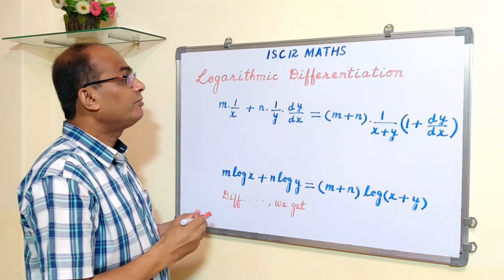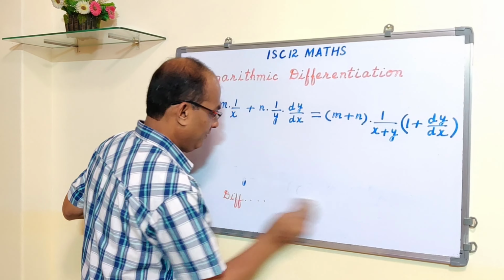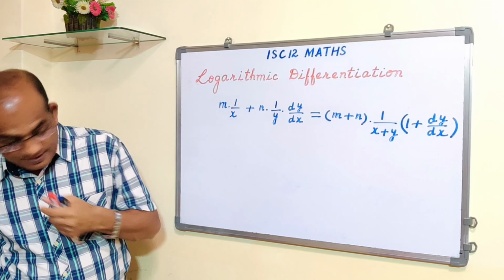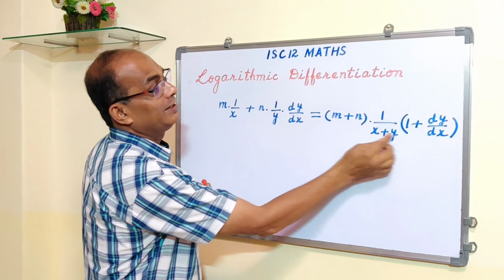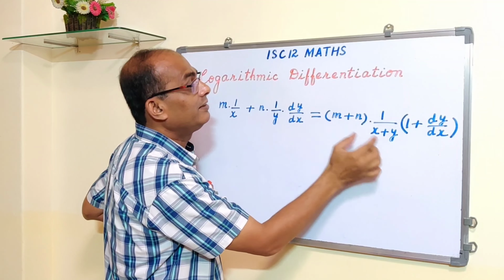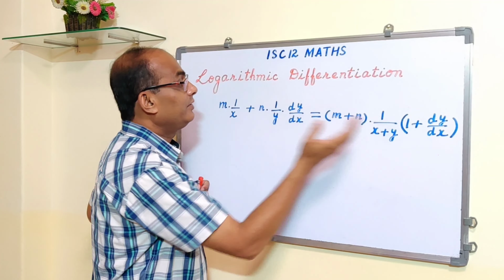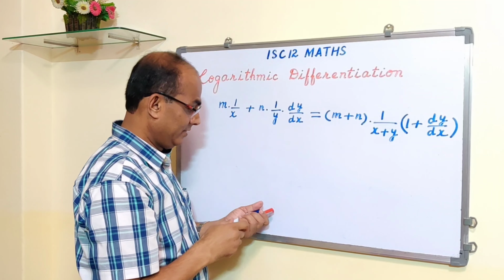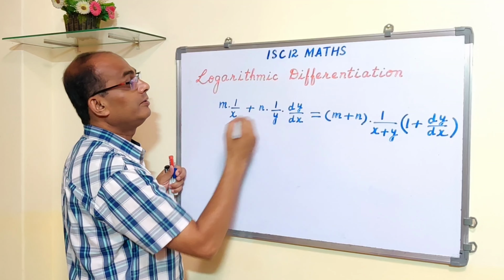Okay. Now we have to bring dy upon dx on one side. We'll get the answer in 2-3 steps. First you multiply this to 1, so m plus n upon x plus y into 1 means same, and then this upon this into dy upon dx. Now either you bring this dy upon dx to the left hand side, or you transpose this from left to the right hand side. Either way it is okay. Let us write down dy by dx this side.